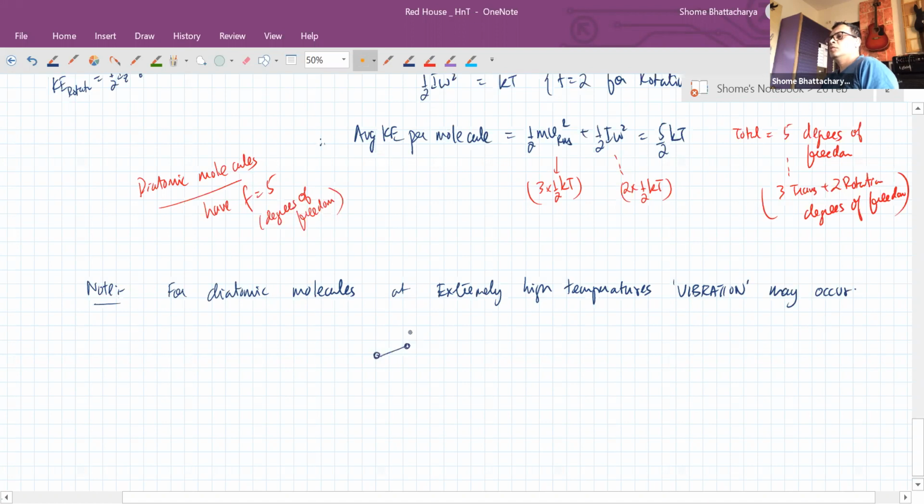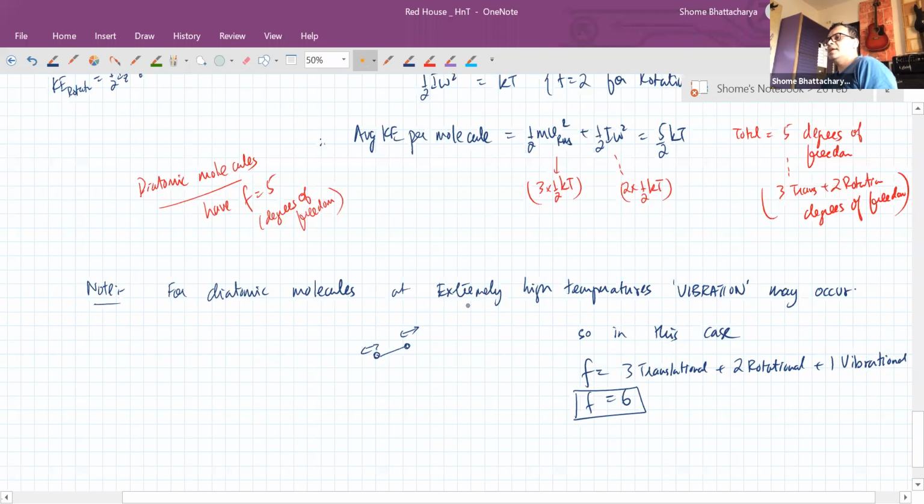So this type of vibration might also occur. So in this case, the total degrees of freedom becomes 3 translational plus 2 rotational plus 1 vibration. So that becomes 6.